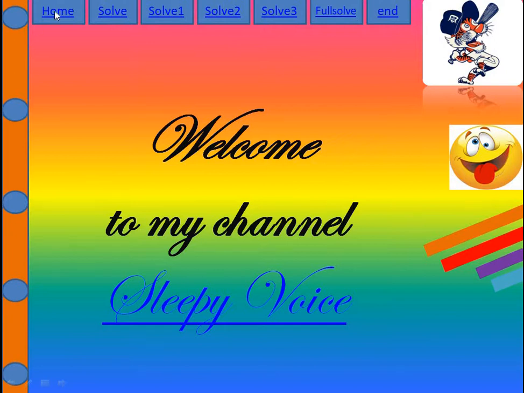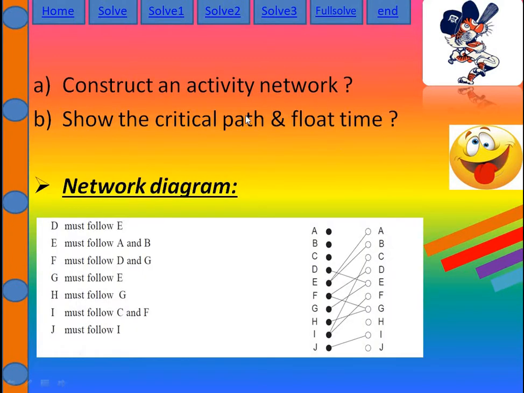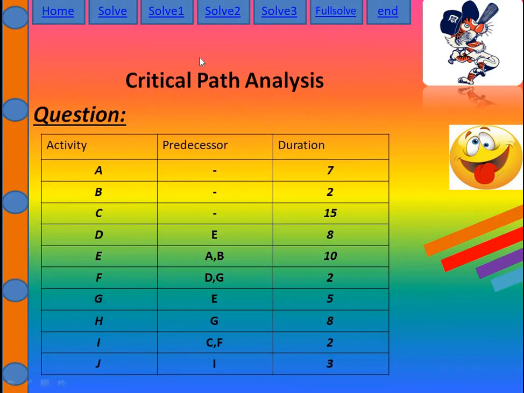Here is my question, and in this question there are activities, predecessors and some durations. I need to find the network diagram, the critical path and the float time. First of all, my activities run from A to J, with some predecessors and some durations.